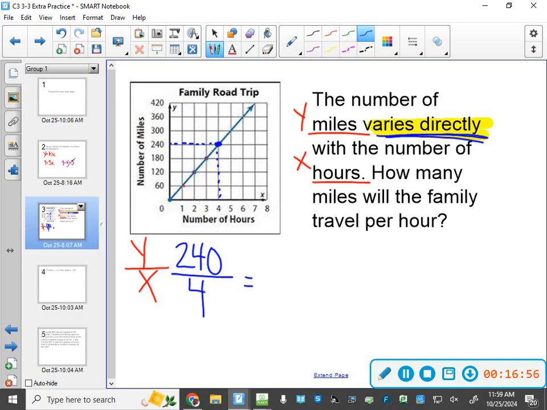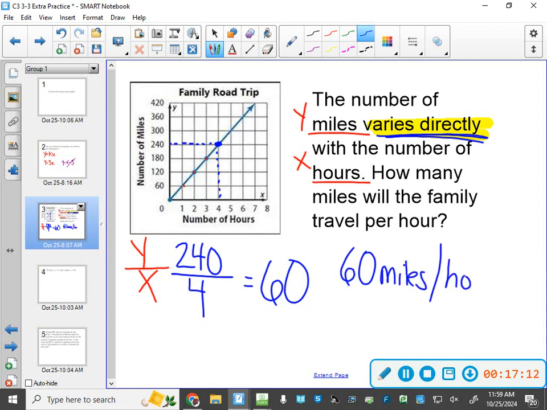Anybody? So what does that mean here? First of all, that's my k value, but what does this mean? How many miles will the family travel per hour? Very good. 60 miles per hour. Perfect. Okay, is that all right?